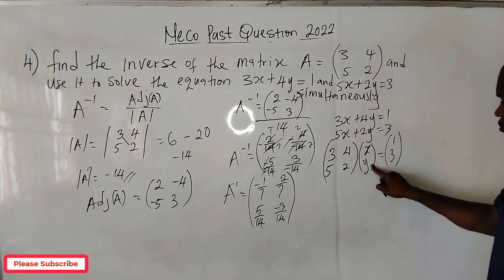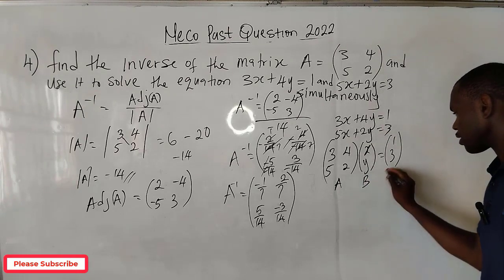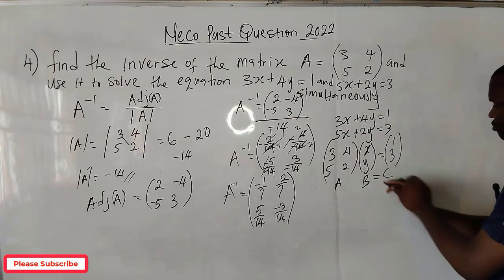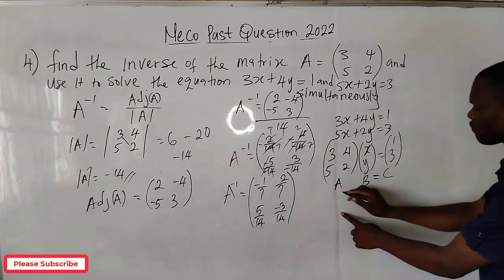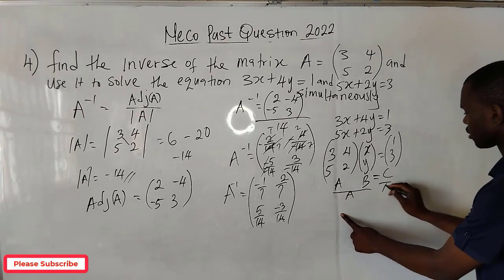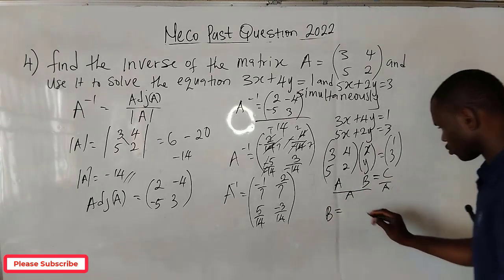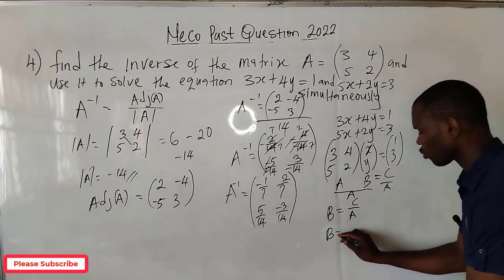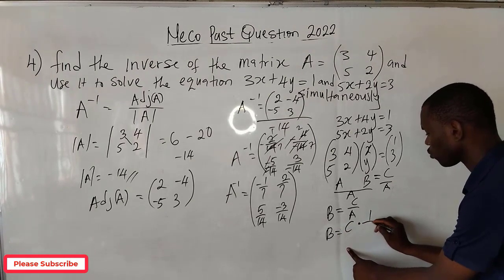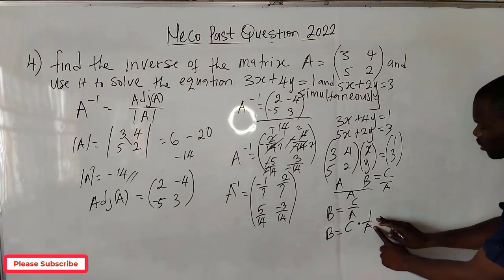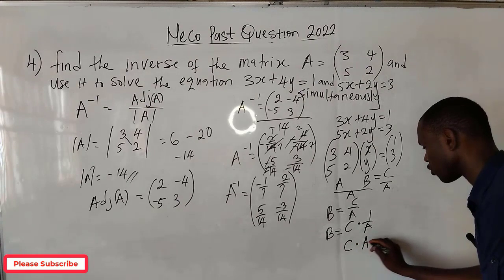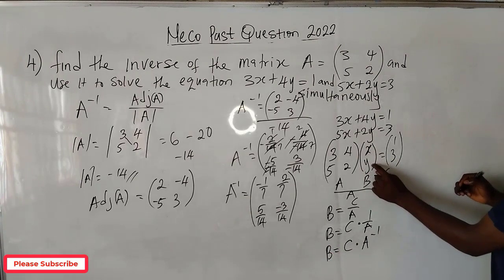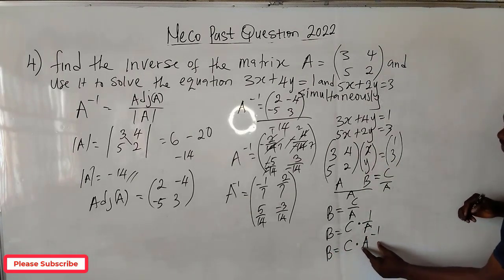Now to solve for x and y, let's call this A, B, and C. To solve for B, this guy will have to move over this side. Then you have to come over this side. So we divide both sides by A. I'll have my B to be equal to C over A. So this is something like B equal to C times 1 over A. And 1 over A is something like A inverse. So to get my B, which is these variables x and y, I'll use C and multiply A inverse.